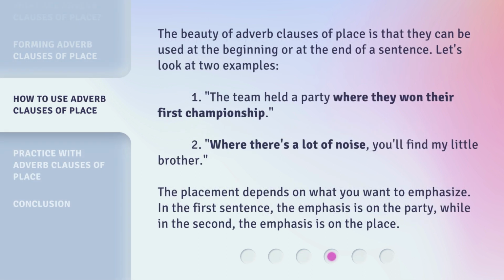The beauty of adverb clauses of place is that they can be used at the beginning or at the end of a sentence. Let's look at two examples. 1. The team held a party where they won their first championship. 2. Where there's a lot of noise, you'll find my little brother. The placement depends on what you want to emphasize. In the first sentence, the emphasis is on the party, while in the second, the emphasis is on the place.